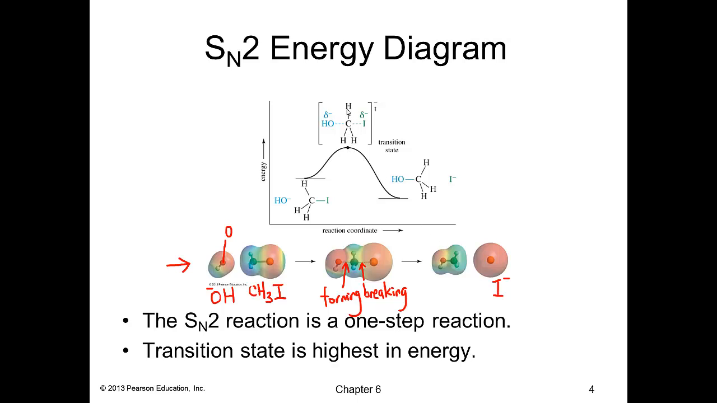Can you see that this HHC is actually planar? Okay, they actually form a plane. Okay, these four atoms here, they actually form a triangular plane. Okay, and this OH delta minus and I delta minus actually are below and above the plane of these four atoms.